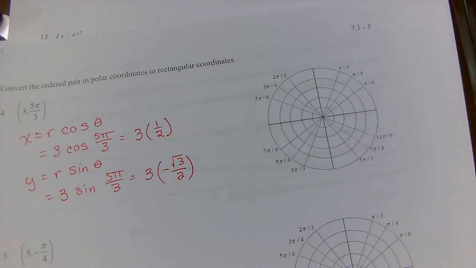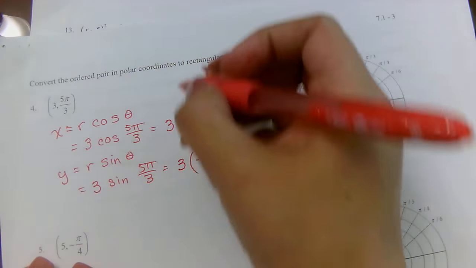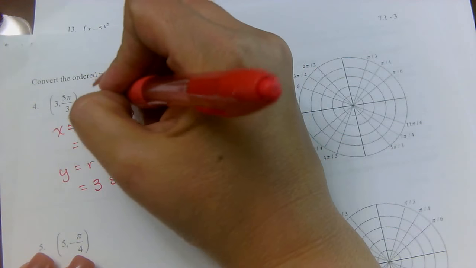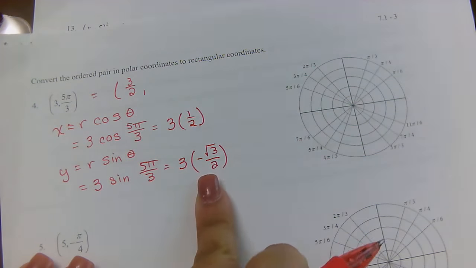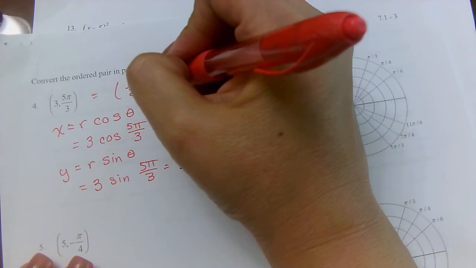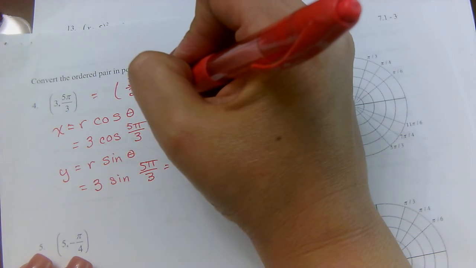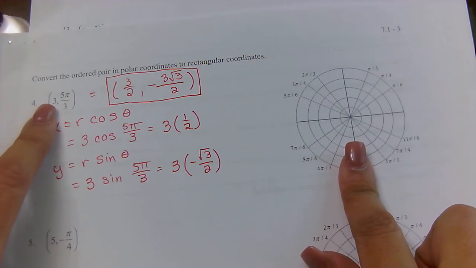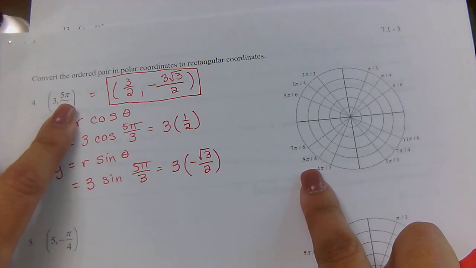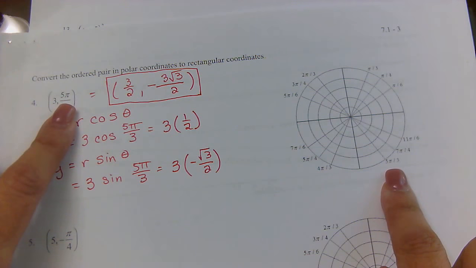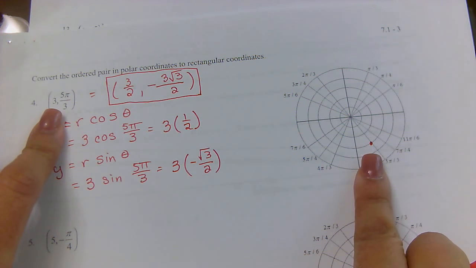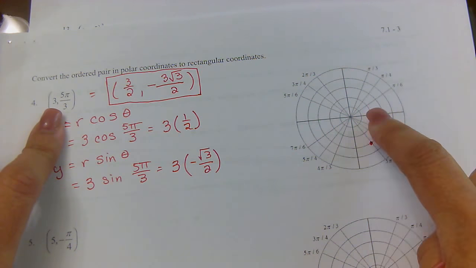So when we're changing our coordinates over to our rectangular coordinates, we're going to say x is first, which is 3/2, and then our y, which is negative 3 square root of 3 over 2, and that will be our answer. Let's go ahead and plot that point. If I were to plot it, I would say 5 pi over 3, which is right here, and then 3. 1, 2, 3, that would be right there. And as you can see, we do expect a positive x and a negative y.